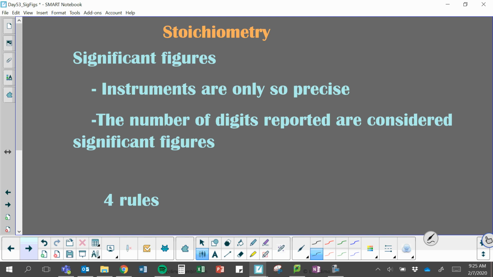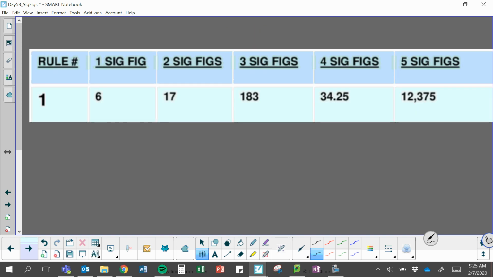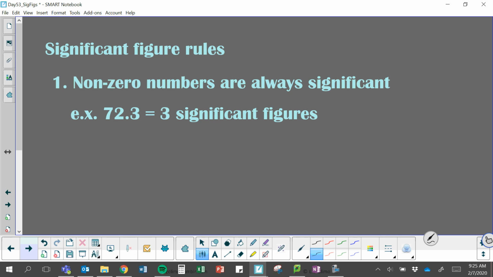Okay, so this is a review of why we're looking at significant figures and that there are 4 rules. This is an example showing rule number 1, that all of our non-zero numbers are significant. So 6, there's only 1 number, so it's 1 significant figure, then 2 significant figures, 3, 4, and 5. Notice it doesn't matter if there is a decimal point. We're still going to count the number of digits. So that is this rule right here. We have another example, 72.3. We have 3 numbers, so there are 3 significant figures.